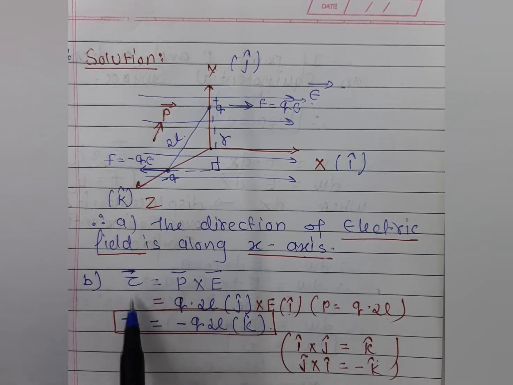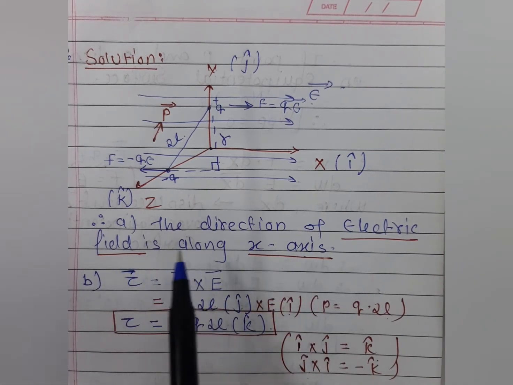So the torque experienced in the electric field is this value, and the direction of the electric field is along the x-axis direction, that is, the unit vector i here.